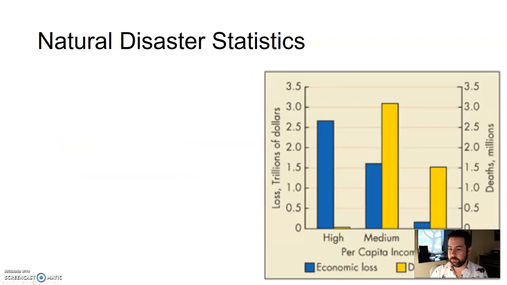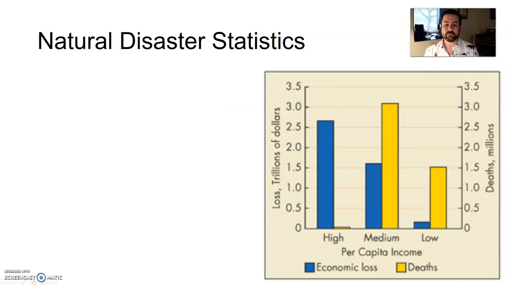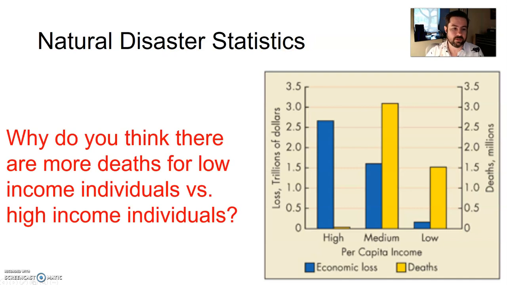And then this is a very interesting one. Higher income countries have much more economic loss, financial loss, buildings, roads, houses being destroyed, but less deaths. Low income countries, much more deaths, but less economic loss. Medium income countries have kind of the most deaths and kind of the medium economic loss. Interesting fact. But let's focus on high and low. Why do you think there are more deaths for low-income countries than high-income? Let's just focus on death. Why do you think there's more deaths in low-income countries than high-income countries?